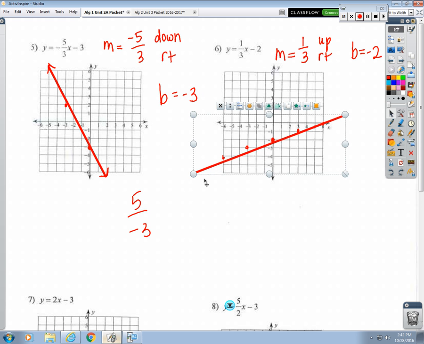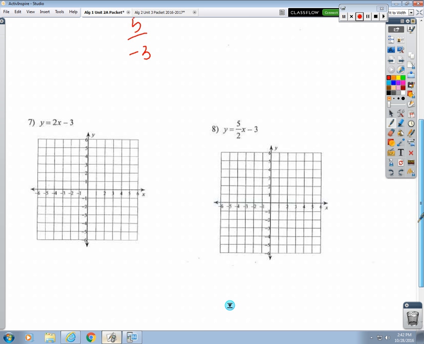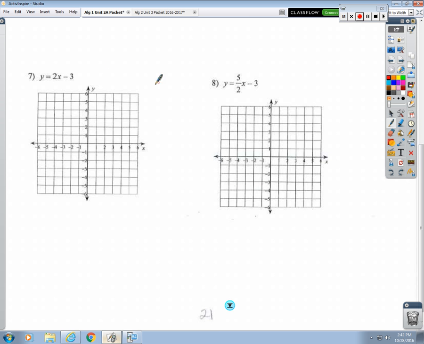Right now, really all that's necessary is 2 points. However, we will move into things where you're going to need to plot as many points as possible. So it's just a good habit to practice plotting all the points you can. Okay, number 7. What is the slope? 2/1. That means I'm going to go up 2, and how many 1s? Right 1. What's the y-intercept?